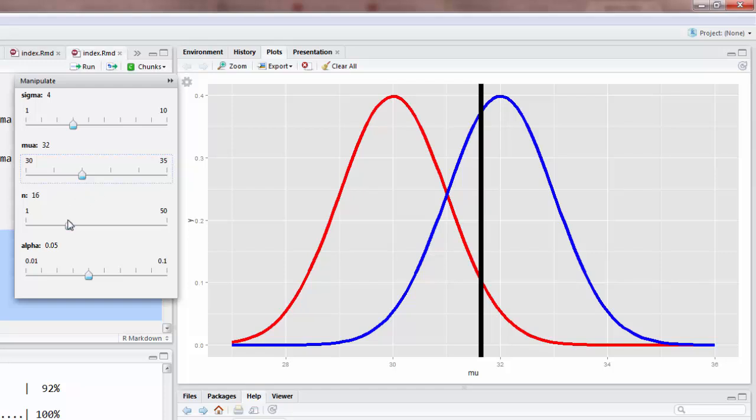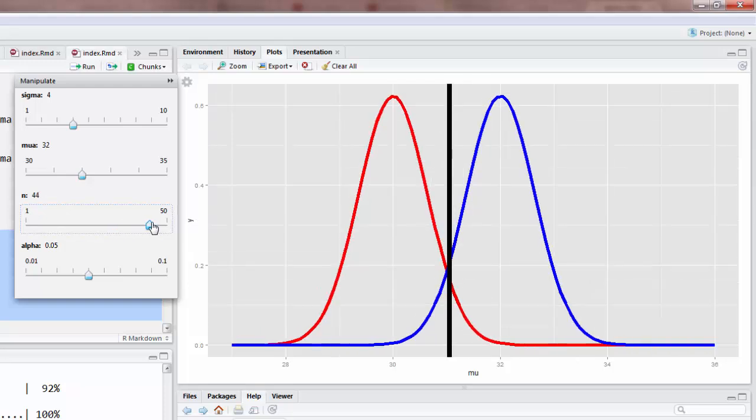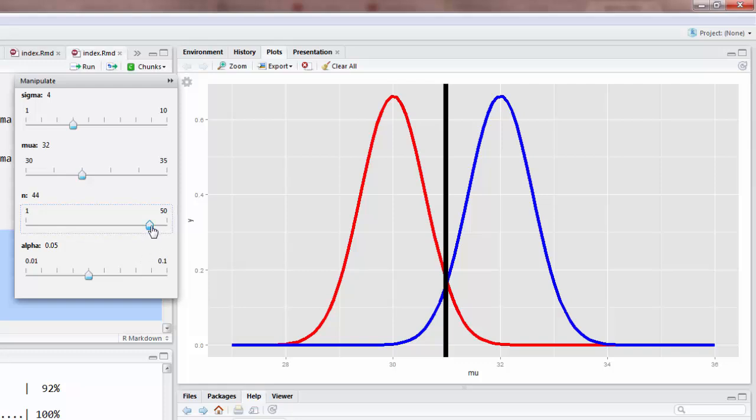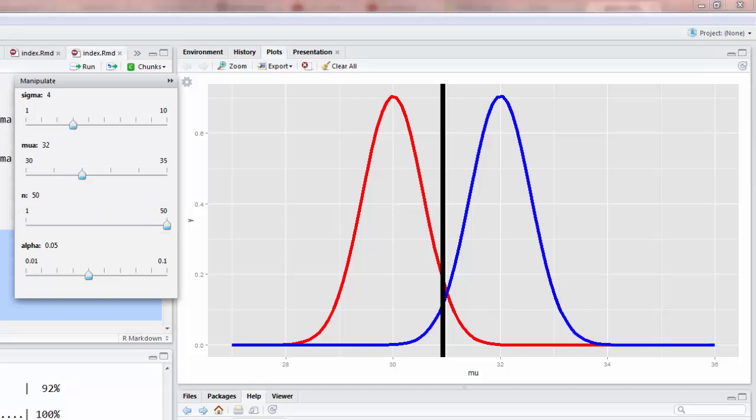How about n? So remember what happens as n increases. Our sample mean gets less variable. More observations go into our sample mean, it gets less variable. So let's see what happens. Okay, less variance in our sample mean, so these densities are getting tighter and tighter. Okay, but the black line moves because remember, it's always got to be calibrated so that this area is 5%. But you can see now we have much better power when we have a sample size of 50.